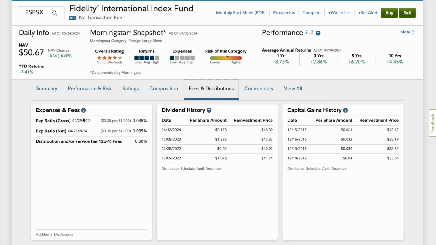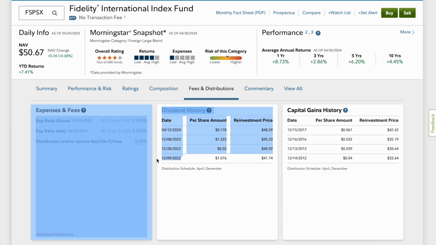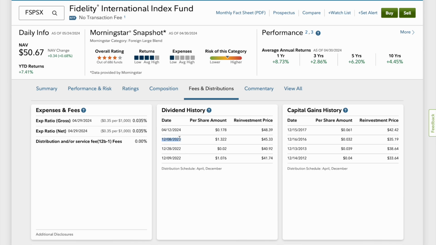Taking an overview over the expenses and fees, 0.035%. That means every $1,000 you have invested, you will pay 35 cents to the manager. Dividend history, as you can see, it looks like it pays once every year in December. And there was also an April payout as well. So once or twice a year you will get it, plus the capital gains.